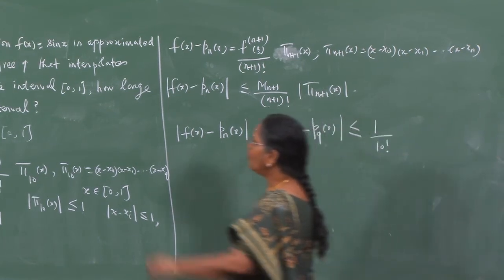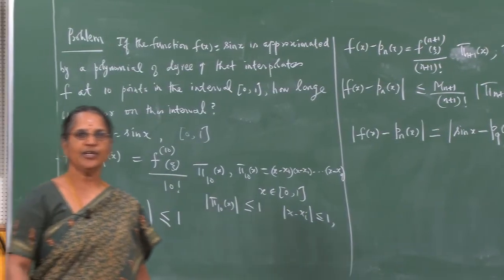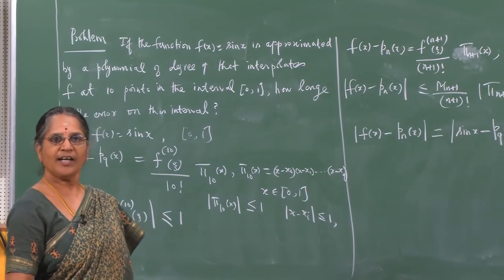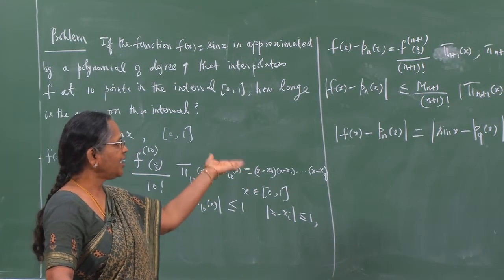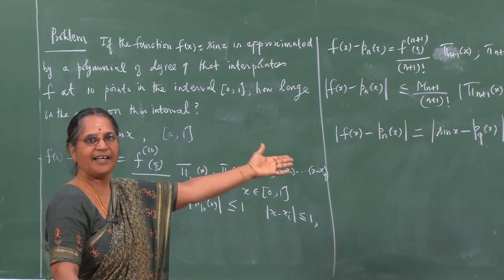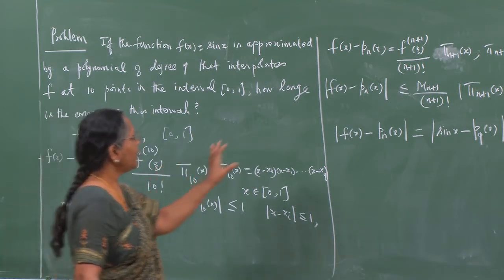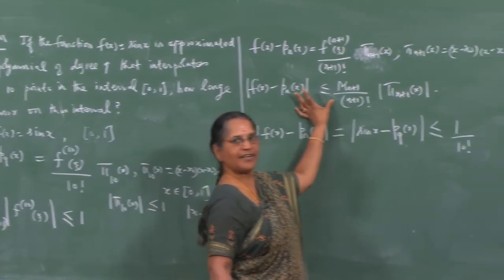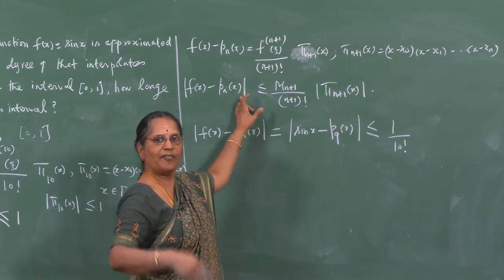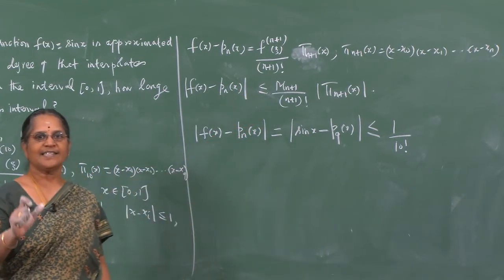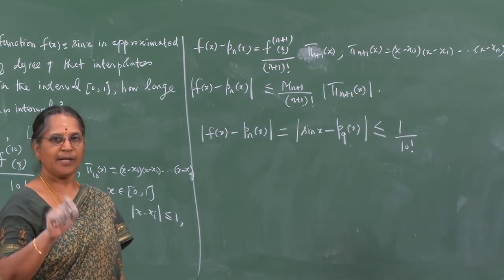So, how large is the error on this interval requires us to give some information on the error bound, and the result says that the error in interpolation cannot be greater than 1 by 10 factorial. So, the inequality that we have obtained here on the error bound provides us a way of giving the size of the error bound for interpolation.